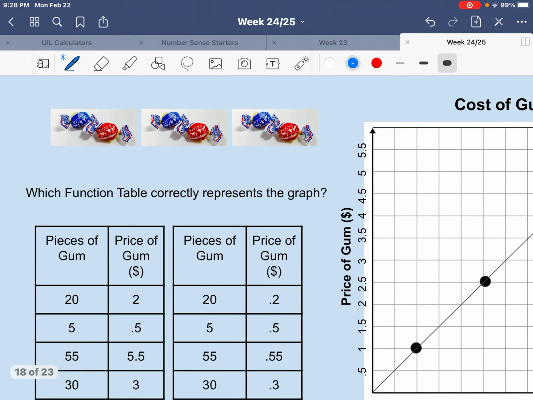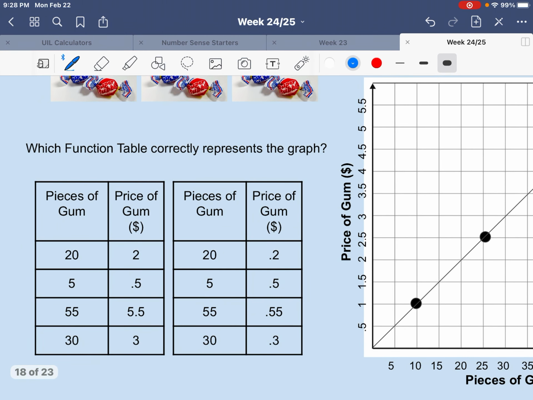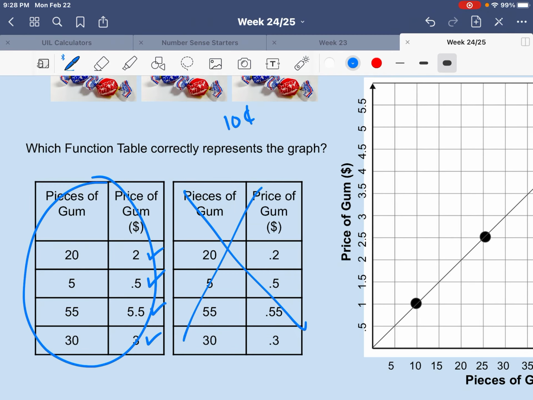So, which function table correctly represents the graph? Remember, our multiplier is 10 cents. So if I buy 20 pieces of gum, it will cost me $2. If I buy 5 pieces of gum, it will cost me 50 cents. If I buy 55 pieces of gum times 10 cents, that'll be $5.50. If I buy 30 pieces of gum, that will cost me $3. So this table is correct. Let's see if this one is. 20 pieces of gum will not cost me 20 cents. So no, this table is not correct.